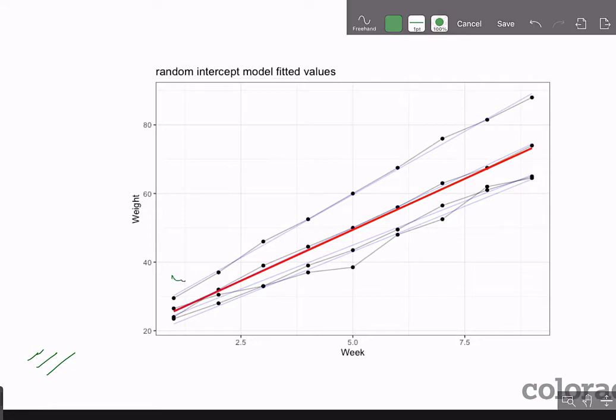So for example, for this pig here, they would have a higher slope than the population mean. Sorry, a higher intercept because it's above, the start is above that red line, but they would also have a higher slope. It's sort of steeper, the slope is steeper for this pig than it is for the population. And that slope accounts for the fact that this pig not only starts out at a higher weight than the rest of the pigs in the data set, but also seems to be growing at a faster rate over time than the rest of the pigs.